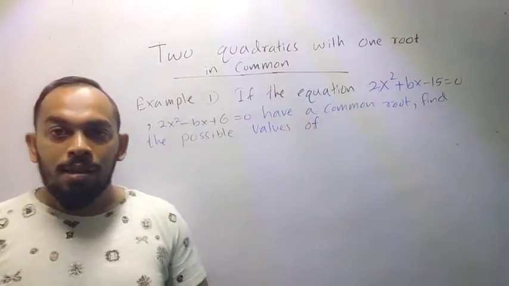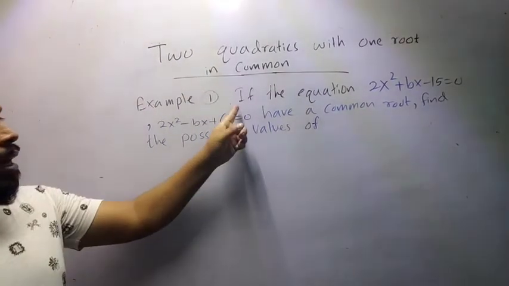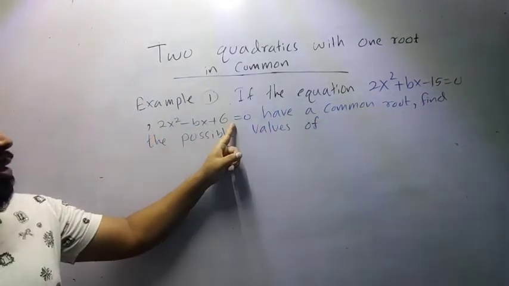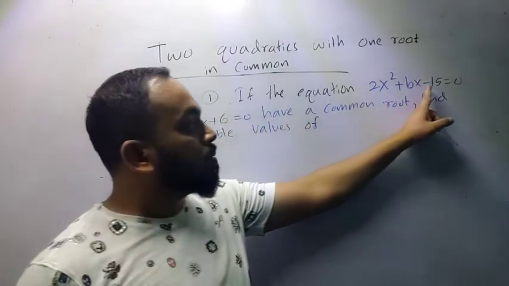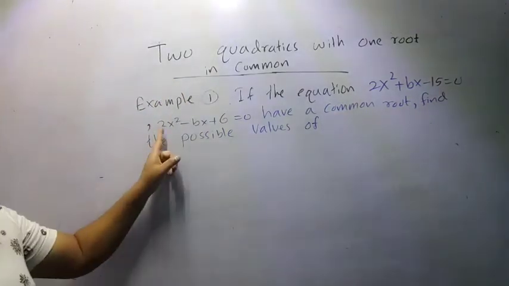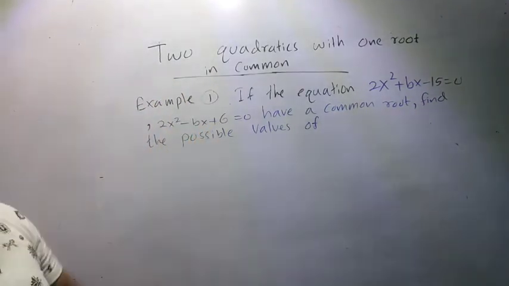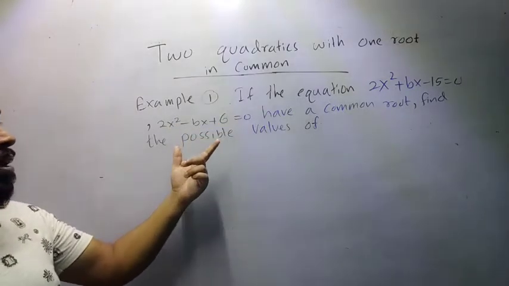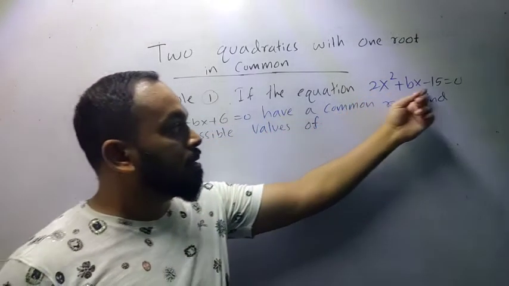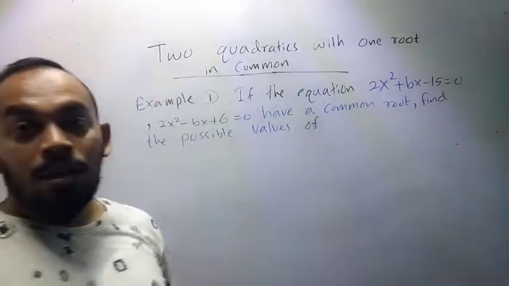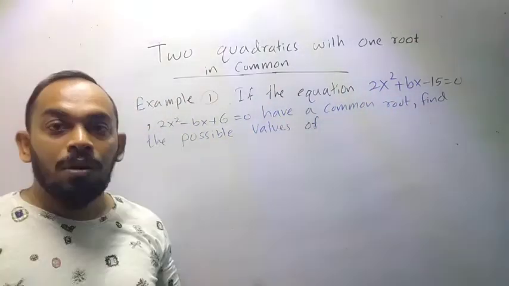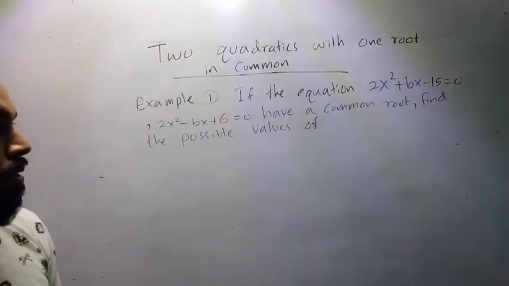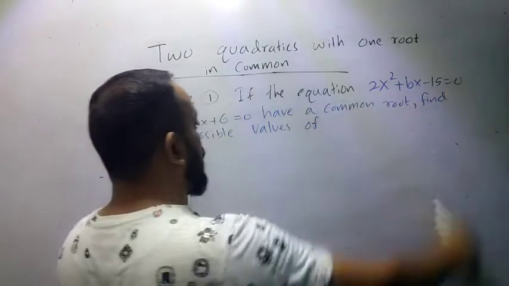Right, so this is example 1. We are given two quadratic equations, 2x squared plus bx minus 15 equals 0 and 2x squared minus bx plus 6 equals 0. Just by looking at these two equations, you know that one is not a common multiple of the other. One is not an integer multiple of the other. So these are two different quadratic equations.